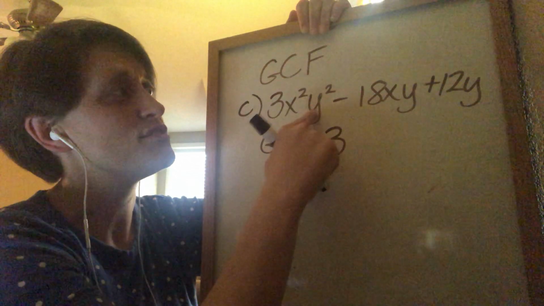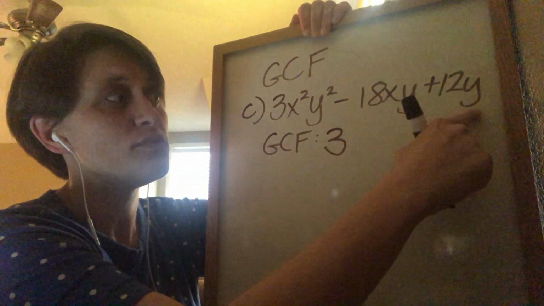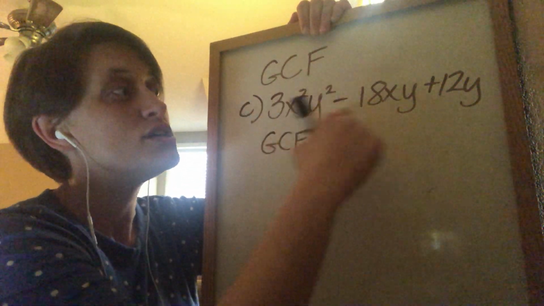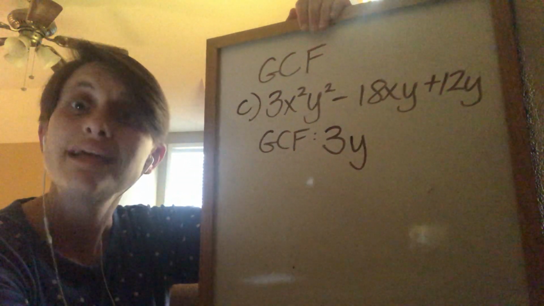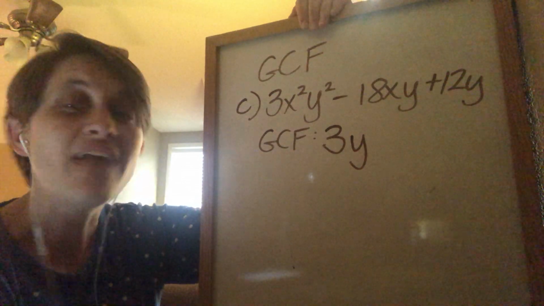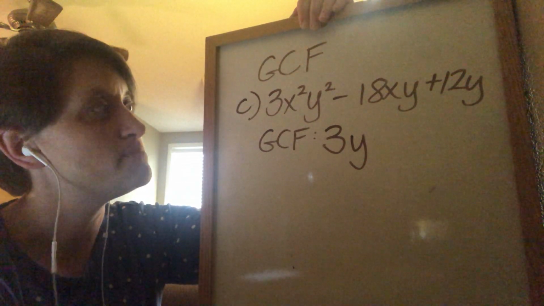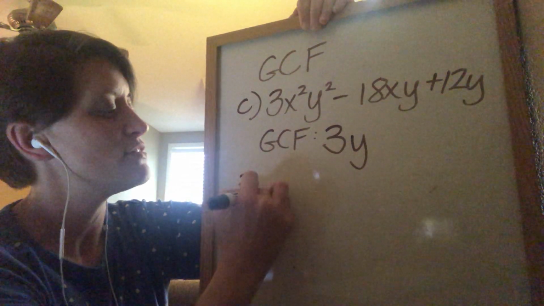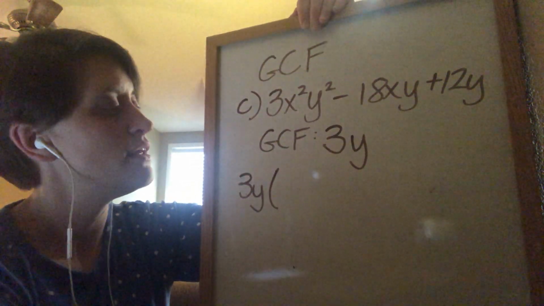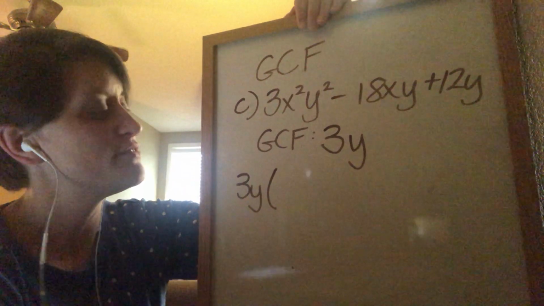This one has 2 factors of y, this one has 1 factor of y, and this one has 1 factor of y. So each of them contains at least 1 factor of y. So I can take a y out of each term. So that can be part of my greatest common factor. Okay, so we're ready. Let's write our greatest common factor out front. Then in parentheses, we write what's left.